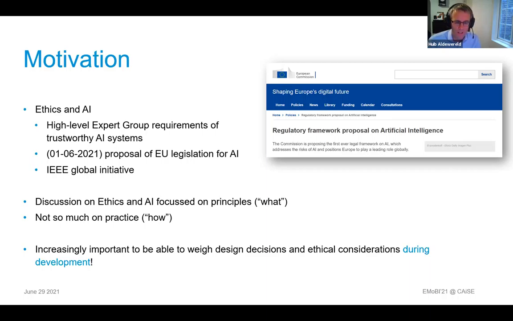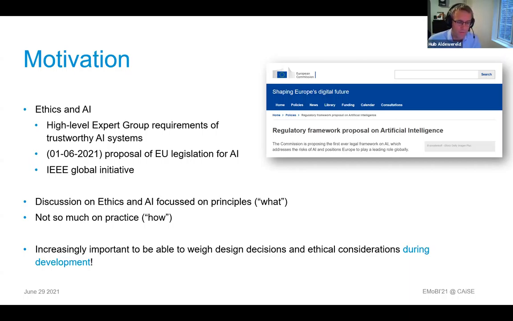But if you look at the literature on ethics and AI, you see that most of the discussion is focused on the principles of what is ethical and what is moral in the sense of AI. But there's very little written about the practice: how do you make a system such that it is compliant with socially desirable outcomes.